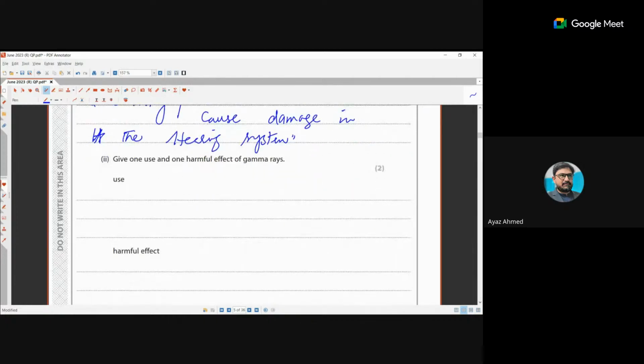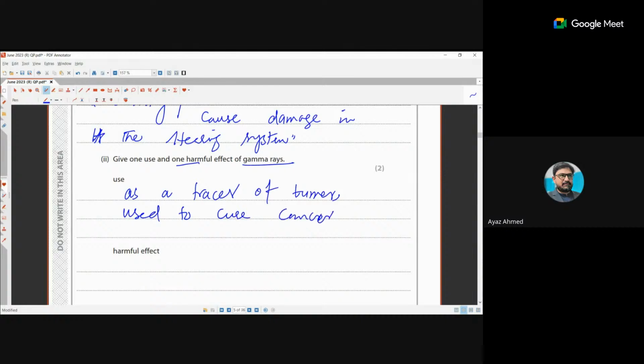You can give a useful use and one harmful effect of the gamma rays. As I told you, this is the only ray which is used to treat the cancer. So it is used as a tracer of tumor, or you can say that it is used to cure the cancer.